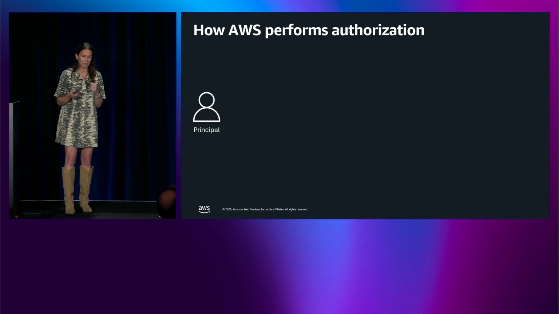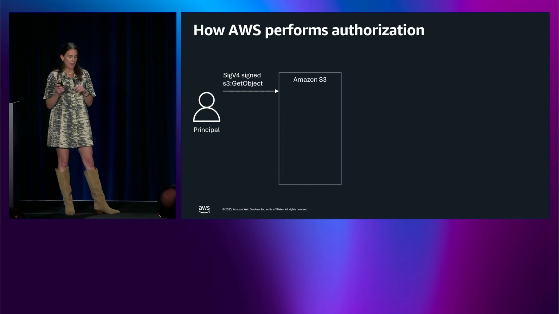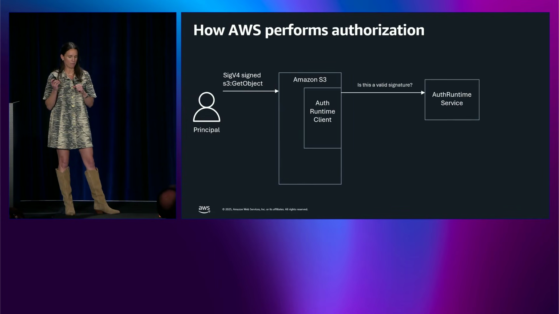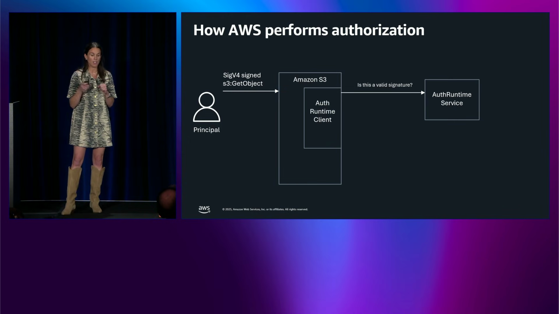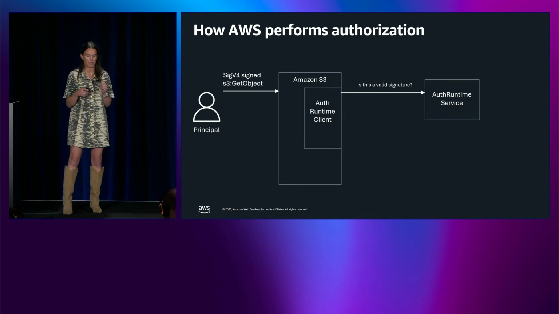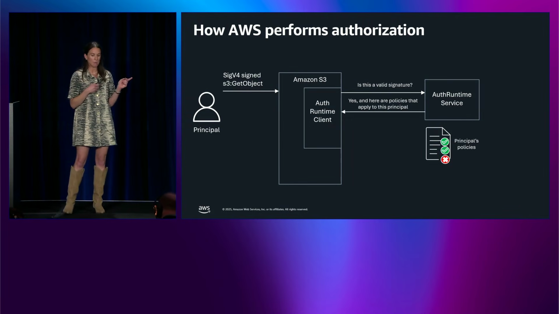So let's walk through this a little bit. Start with the principal here on the left. This could be a human, could be an application, role, user, doesn't matter. They'll start by sending a SigV4 signed request. S3 will receive that request and will use the auth runtime client to check with the auth runtime service to see if the signature is valid. This is the authentication portion of the request. Auth runtime service will then return the identity policies associated with that principal back to S3.